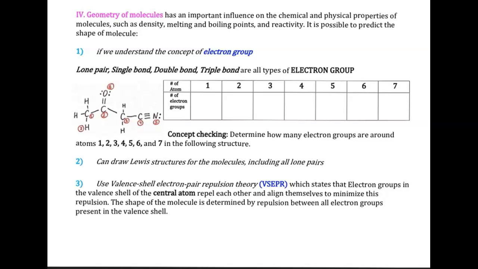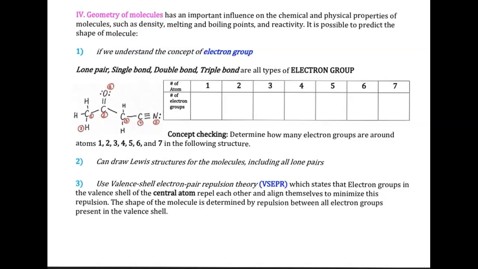Electron groups are not just bonds. They also include lone pairs. So electron groups are any group of electrons. Basically, a bonding pair, that would be a single or double or a triple bond, or a non-bonding pair, that's going to be a lone pair. These are your electron groups. We look at the number of the atom that's given and determine the type of electron group.